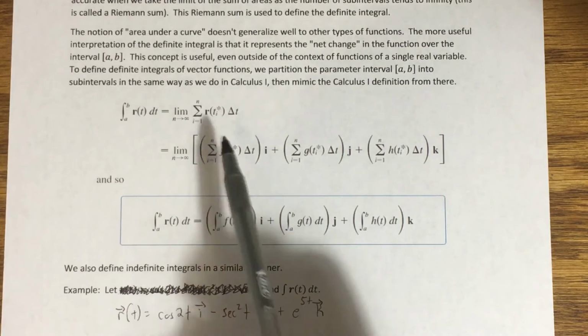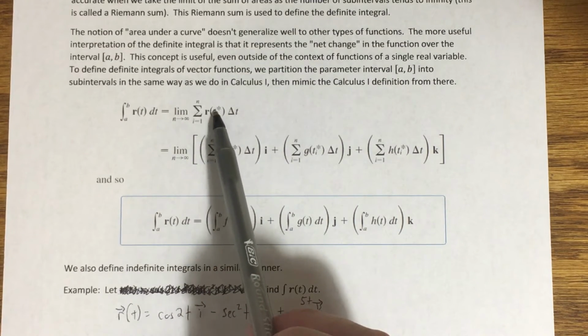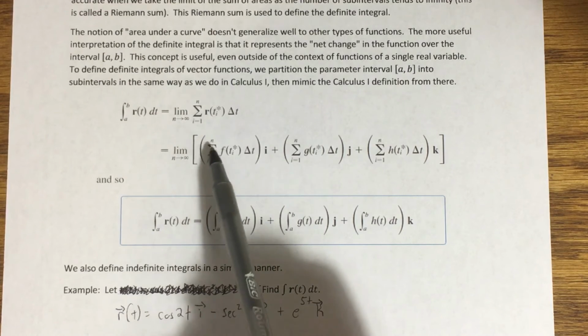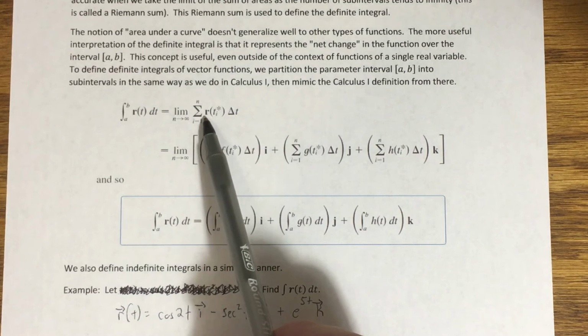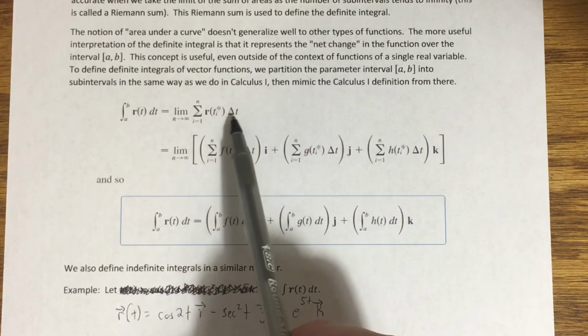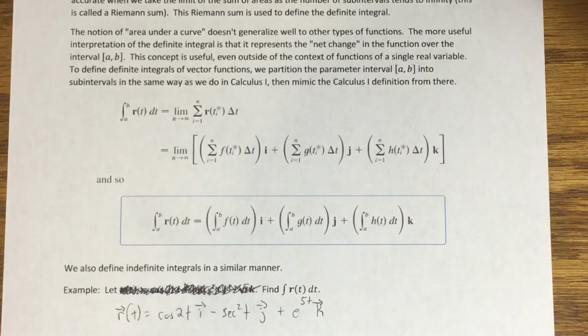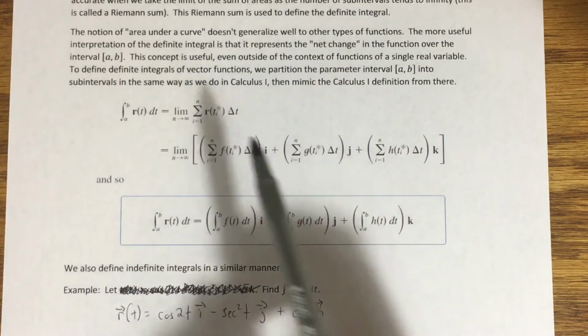Within each of those sub-intervals, you select a sample point, ti star, for the ith sub-interval. Plug that into your function, so r is what our function's called in this case, and then multiply that by the width of that sub-interval, delta t. And again, that represents a rectangle, the area of a rectangle in calculus 1.